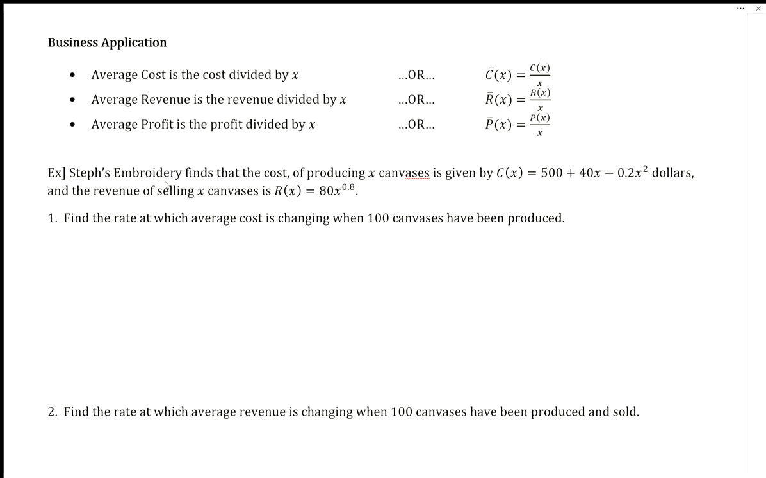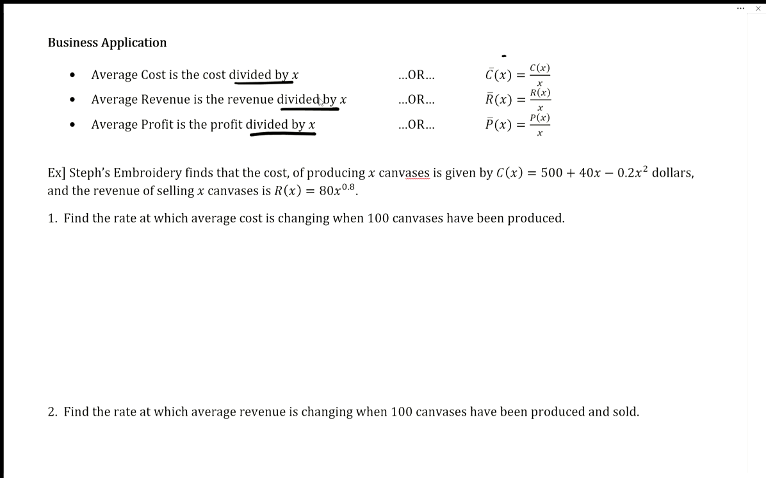Hi everyone, and welcome to our video on an average cost, average revenue, average profit, and then marginal average cost, marginal average revenue, and marginal average profit problem. Whenever they talk about average whatever, so average cost, average revenue, average profit, all it is to take whatever the respective function is and divide by x. Divide by x, divide by x, divide by x.